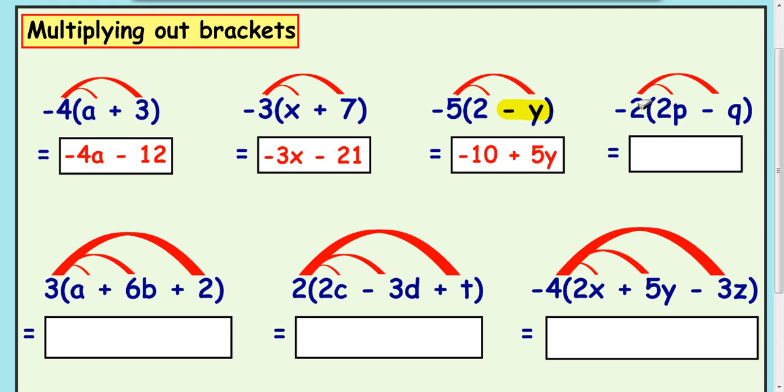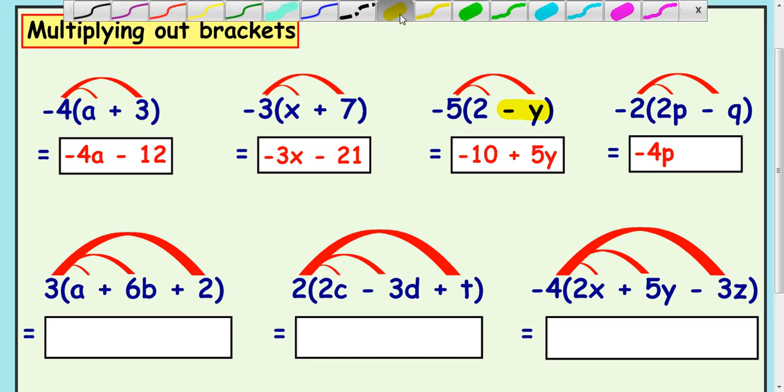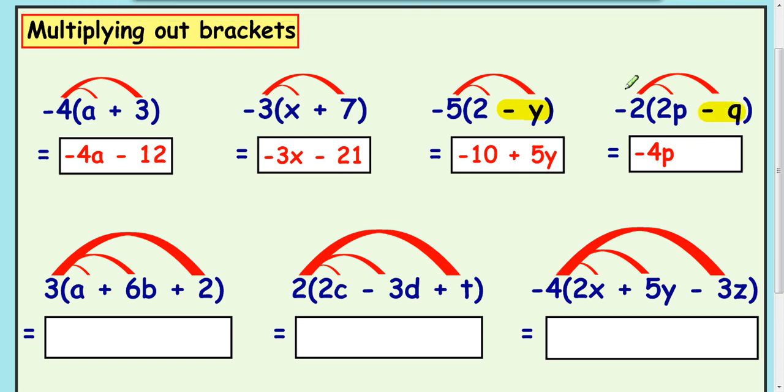Same idea here. Negative 2 times positive 2p. That's going to be negative 4p. And then we've got a negative 2. And again, treat this as negative q. So that's a negative times a negative, that's going to give you a plus 2q.